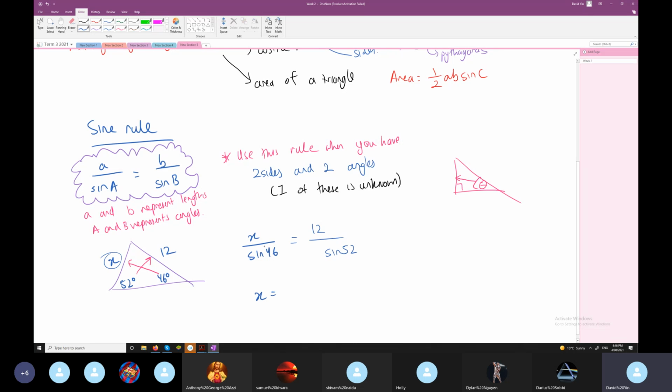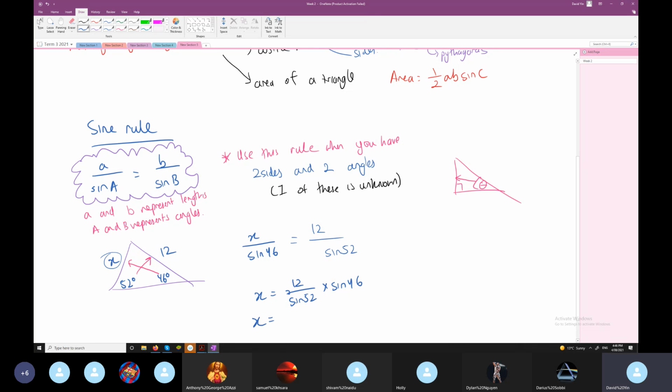So we bring over the divide by sine 46. Treat the sine 46 as one number. The way you can think about it is sine 46, if you put it into your calculator, is going to give you some number. To bring that over, we multiply. So that'll be 12 over sine 52 times sine 46.